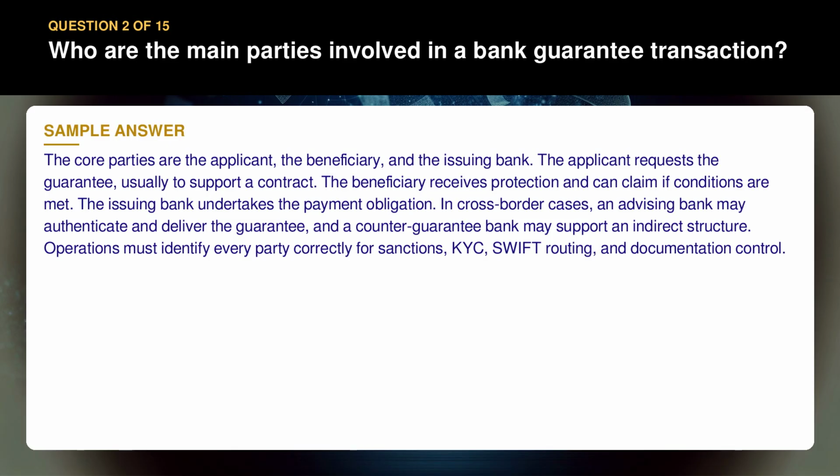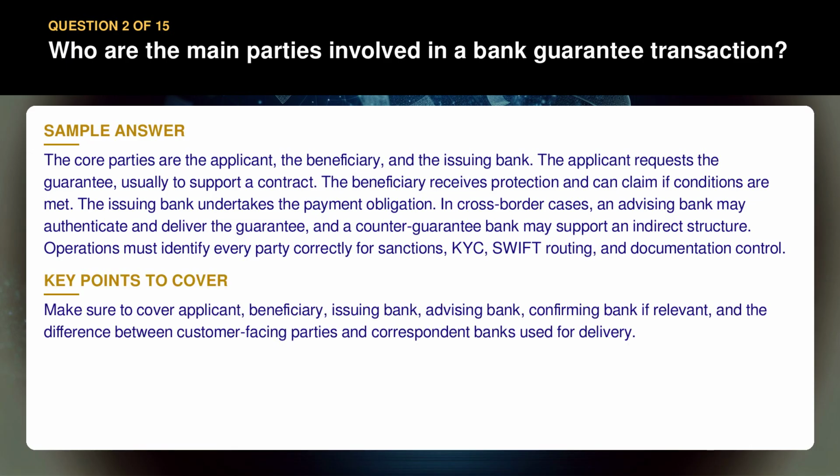In cross-border cases, an advising bank may authenticate and deliver the guarantee, and a counter-guarantee bank may support an indirect structure. Operations must identify every party correctly for sanctions, KYC, SWIFT routing, and documentation control. Make sure to cover applicant, beneficiary, issuing bank, advising bank, confirming bank if relevant, and the difference between customer-facing parties and correspondent banks used for delivery.